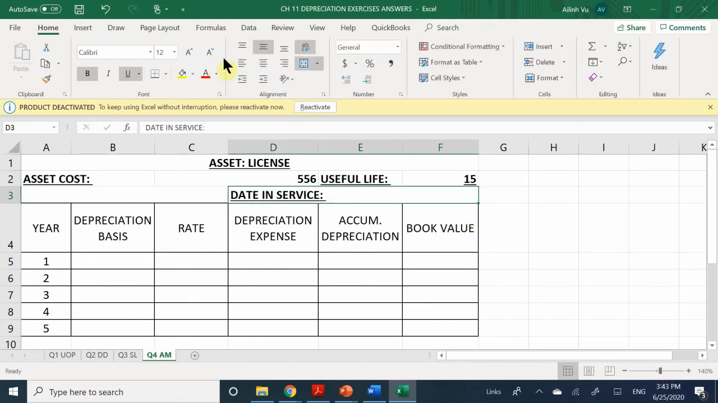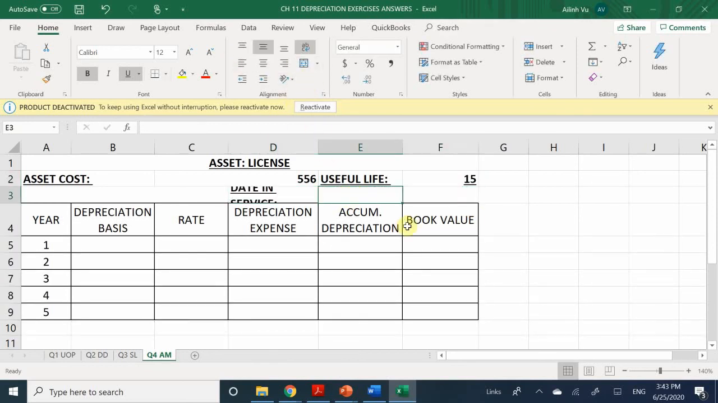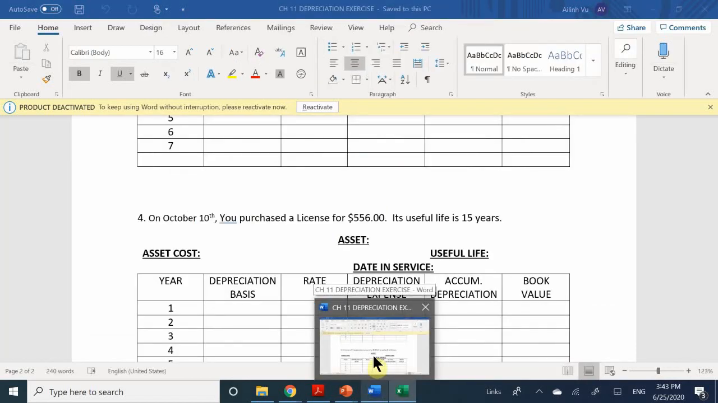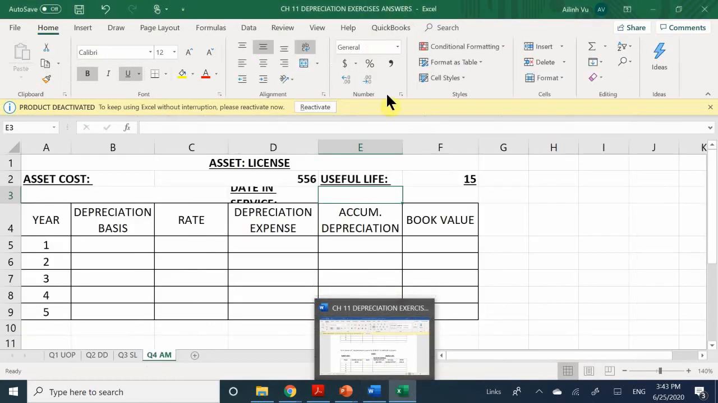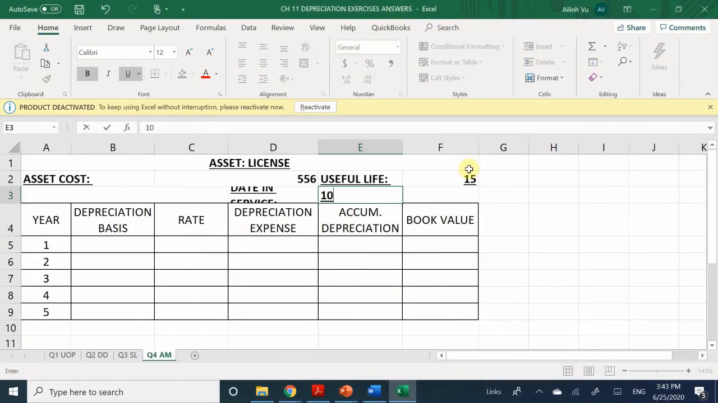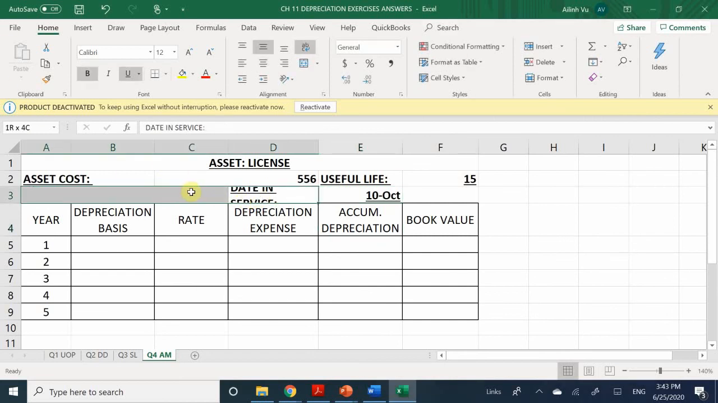And when do we put it into service? 1st of January. When did I purchase it? October 10th. Okay, I was way off. So October 10 is my date. Remember, the day that you purchase your license or an intangible asset will be the day that you put it into service. That's how copyrights work. The minute you have it is the minute you calculate it.